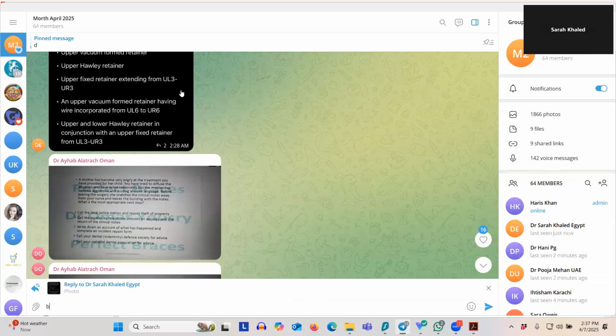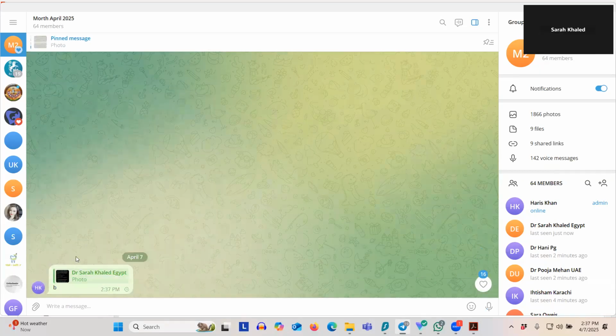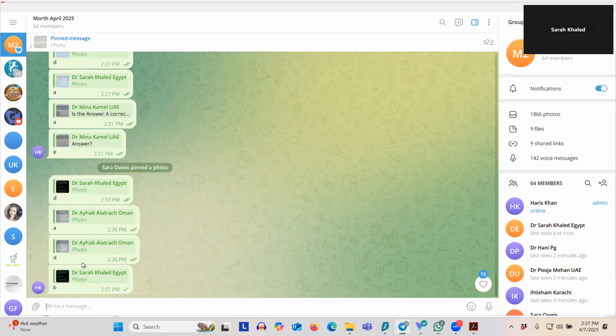Option D is also good, like vacuum form retention. Then it's a personal preference. So B or D, even D is fine, it's a personal choice. If they mentioned that the case is open bite, I would prefer a VFR, but they haven't mentioned anything like that.